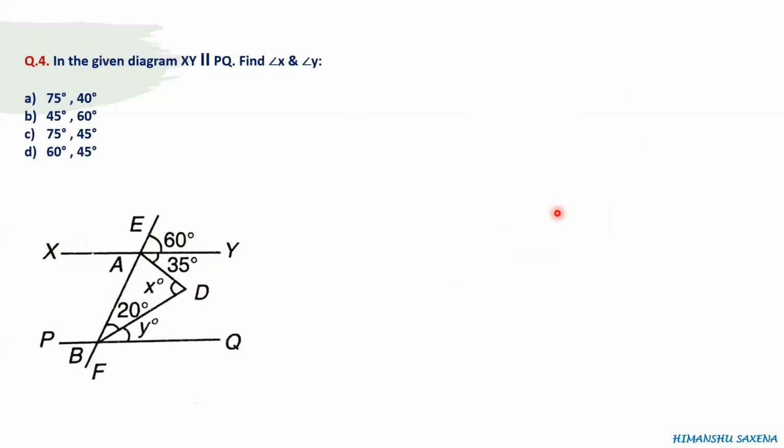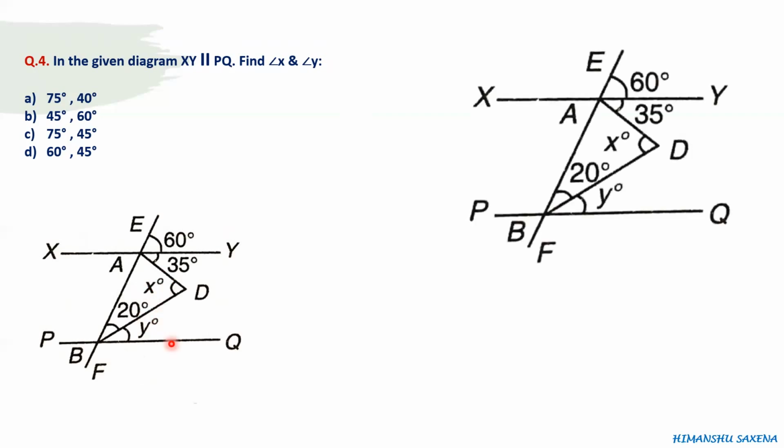Now in next question, xy is parallel to PQ. Find the value of x and y. So this is x and this is y. What is the value of x and y? Now let's start solving this. So this angle would be 60 degrees. Why? Because again, these are two corresponding angles. So if this is 60, this also has to be 60. Corresponding angles are equal to each other.